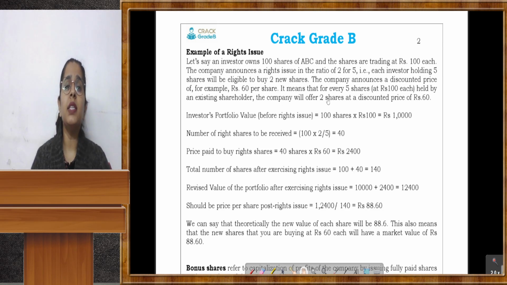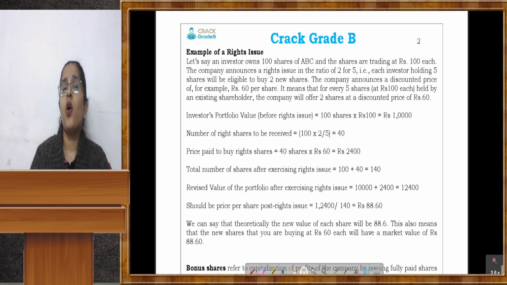Next, it means that for every 5 shares at rupees 100 each held by an existing shareholder, the company will offer 2 shares at a discounted price of 60. So for every 5 shares at rupees 100 each held by an existing shareholder, the company will offer 2 shares. Now see what will happen, now they have solved the question, that investor's portfolio value.